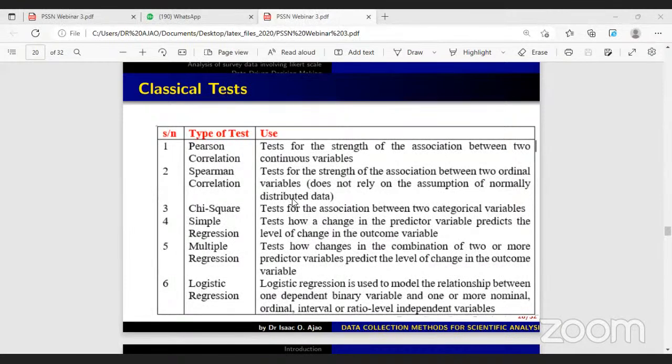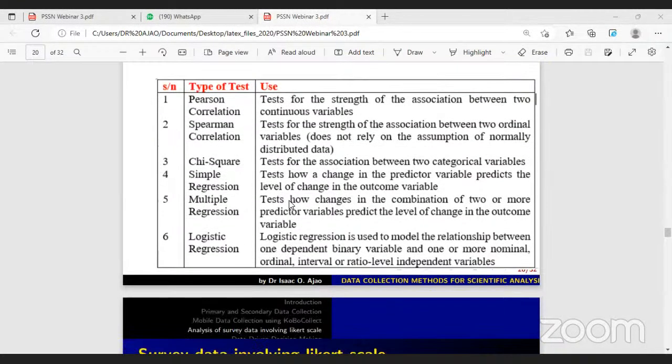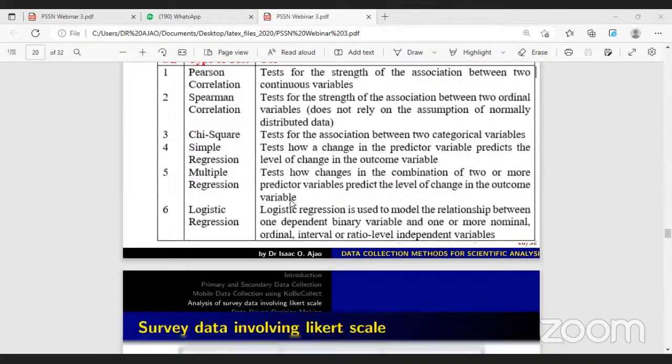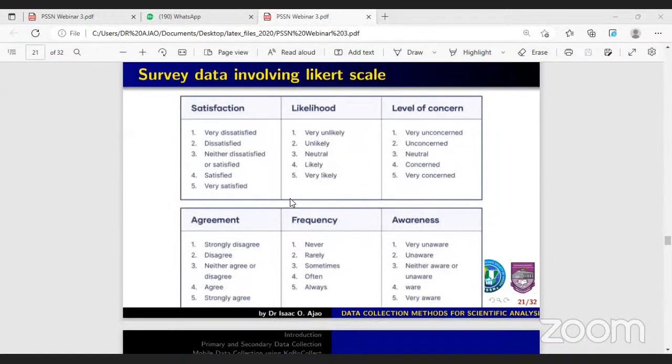Now, so as I was saying, we have to know these classical tests. There are more than this. I just give us these few ones. Now, survey data involving Likert scale. For our people from fields and disciplines where they rely on survey data, we have different kinds of Likert scale. So this is just a 5-point Likert scale.